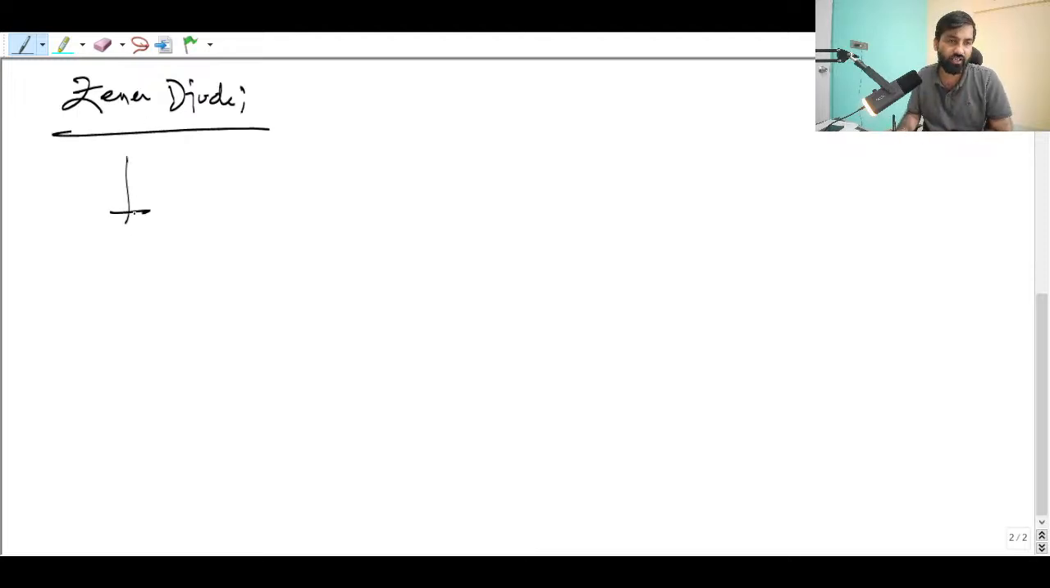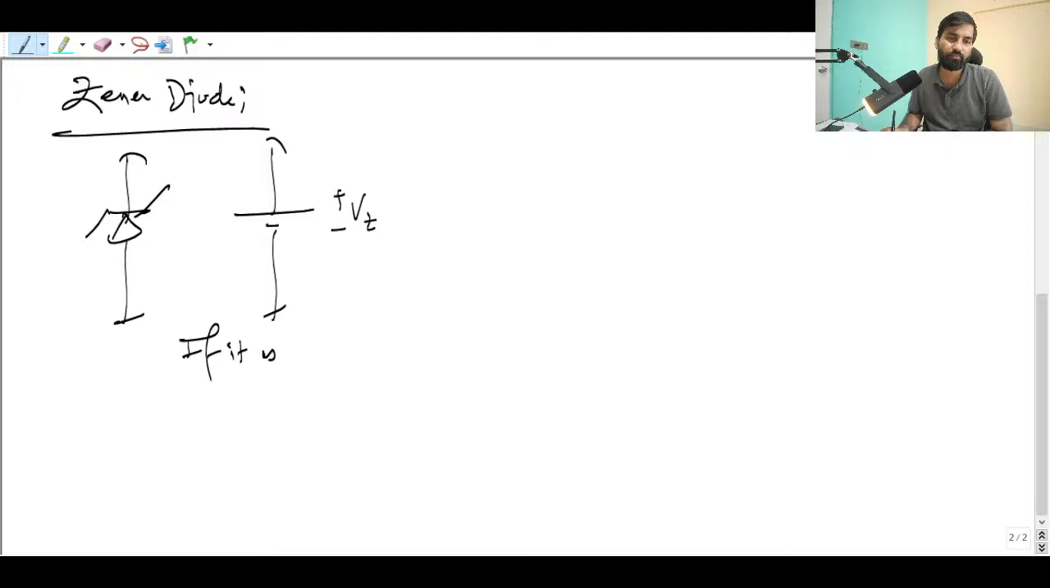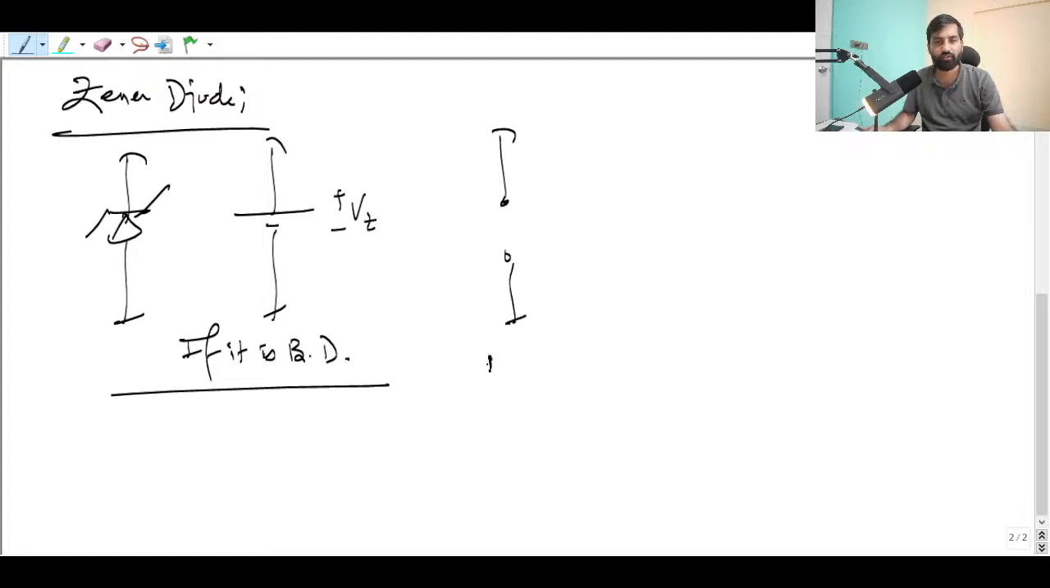Suppose this is a Zener diode. If it is in breakdown, you have to replace it by a battery of VZ. The Zener diode works in reverse bias. If it is not in breakdown, you have to replace it by an open circuit. Now, how to determine whether it is in breakdown or not? If the voltage across this is VZ.